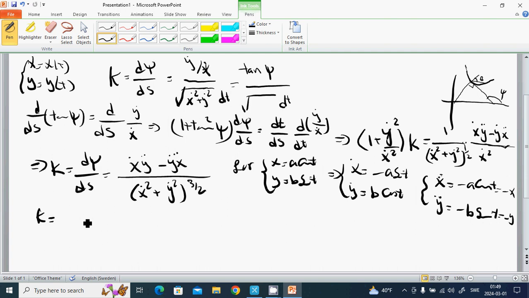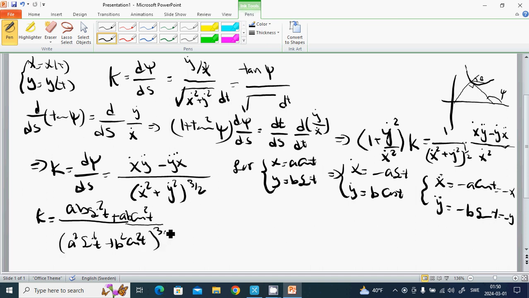Then here k equals this multiplied by this, it is ab sin squared t plus ab cosine squared t, divided by (a squared sin squared t plus b squared cosine squared t) to the power of 3/2, and this is ab divided by this one.